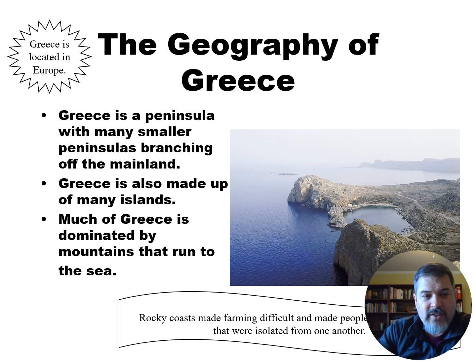The geography of Greece. Greece is located in Europe. Greece is a peninsula with many smaller peninsulas branching off the mainland. Greece is also made up of many islands. Much of Greece is dominated by mountains that run right down into the sea. Rocky coasts made farming difficult, and it made their people isolated from one another.